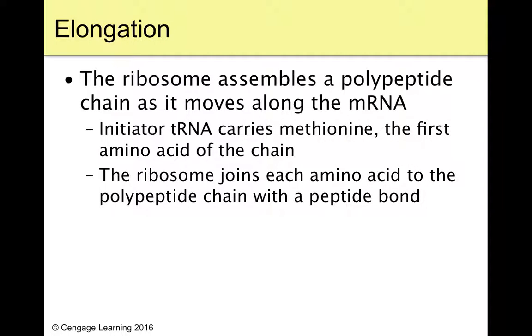Elongation, next step. The ribosome assembles the polypeptide chain as it moves along, just like you did in the game. The ribosome moves down the messenger RNA, assembles a new polypeptide every step, and the initiator tRNA carries methionine, like I had already mentioned for you. It's always the first. The ribosome joins each amino acid to the polypeptide chain with a peptide bond. And you guys learned, I think in chapter 3, that proteins were held together with peptide bonds. So now you know. That's what holds together proteins. And the ribosome is what makes that bond.